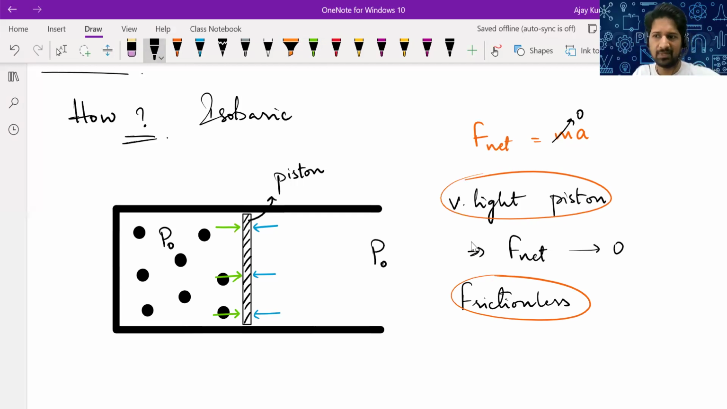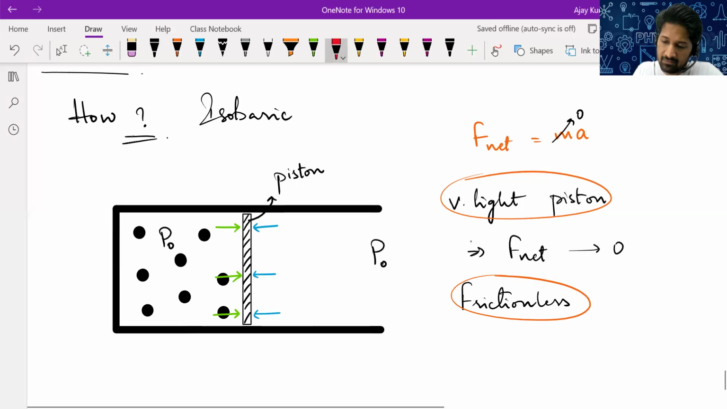If the piston has mass, then it's not necessary that the pressures are equal, because if an object has non-zero or significant mass, there can be a significant net force on it. Then the force on both sides need not be balanced. And if the piston has friction also, these two forces need not be balanced. So if it's massless, frictionless, then force on either side will have to be equal because net force has to be 0. Therefore, pressure on either side will be equal.